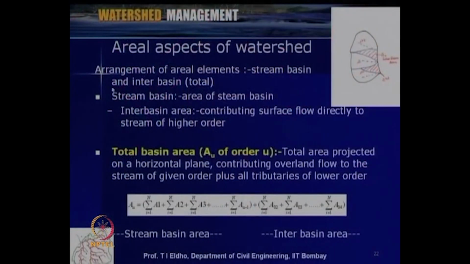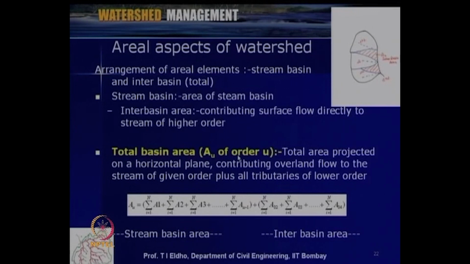So, now let us look into the aerial aspects of the watershed. This indicates the arrangement of aerial elements like the stream basin and interbasin. So, this is the stream basin and this is the so-called interbasin. Stream basin means the area of the stream basin. So, this is the stream, then what is the corresponding area, that is the stream basin. Then the interbasin area is the contributing surface flow directly to the stream of higher order. So, that is the definition of interbasin area.